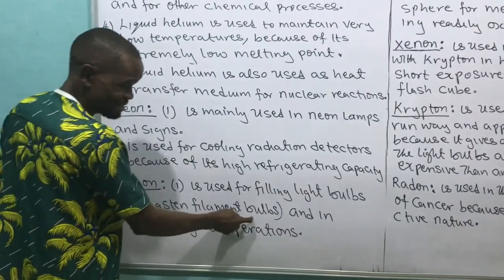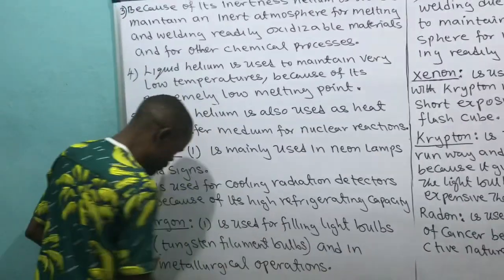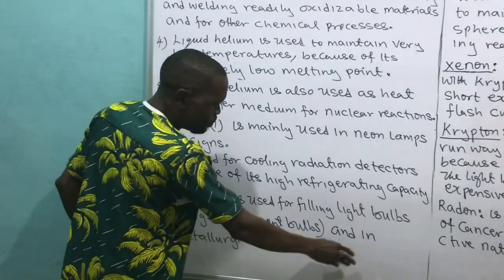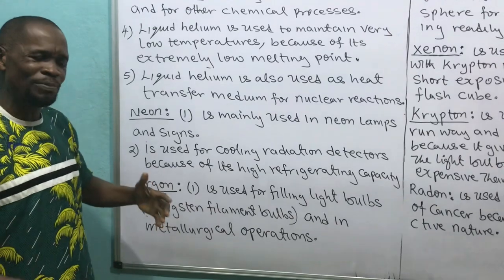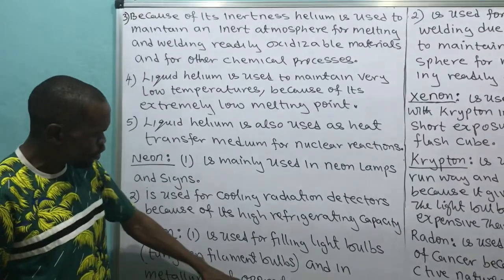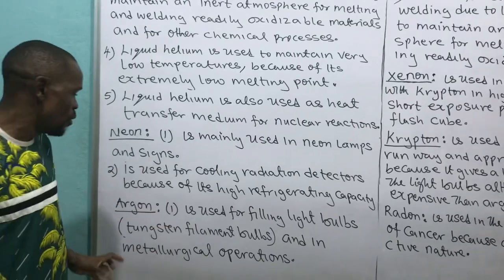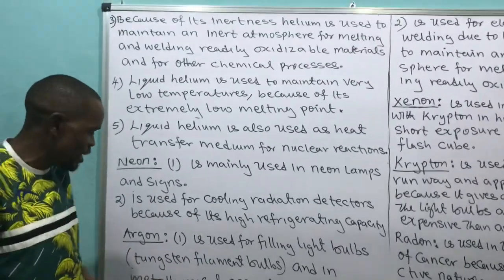So we now said it's used for filling the light bulb, which we call tungsten bulb filament, which will always be red in color. And in metallurgical operation, in a blacksmith process where we shape metal, we can use argon to maintain the operation we needed to do.